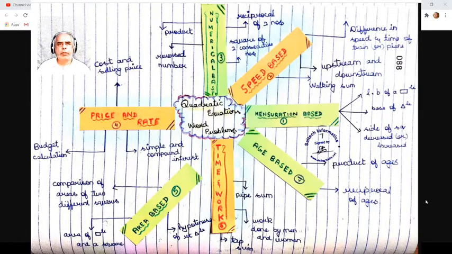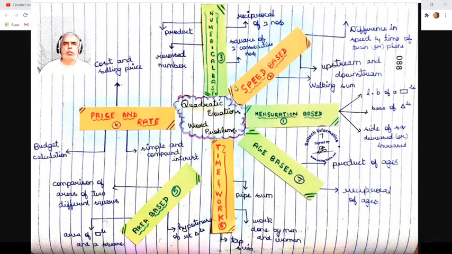In this session, we'll be discussing the model problem mapping of quadratic equations, especially when we handle word problems: how we can go about it and what the important clues are in solving the word problems of quadratic equations. So at the outset, I'll be discussing the mensuration based problems.